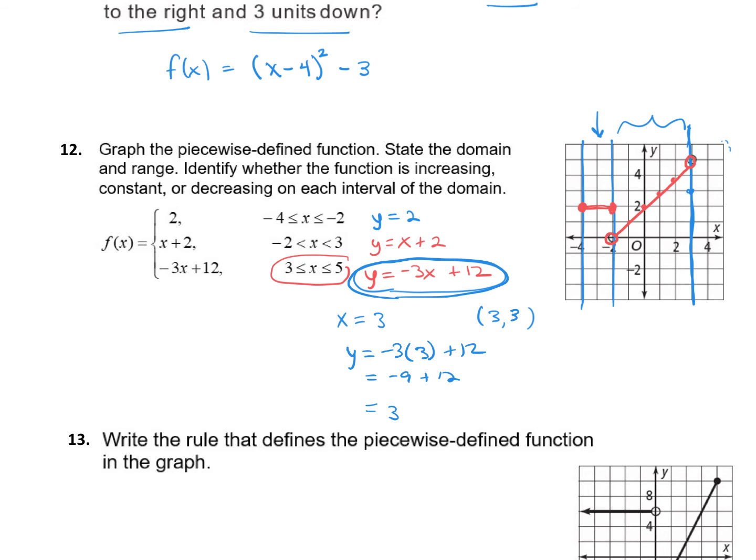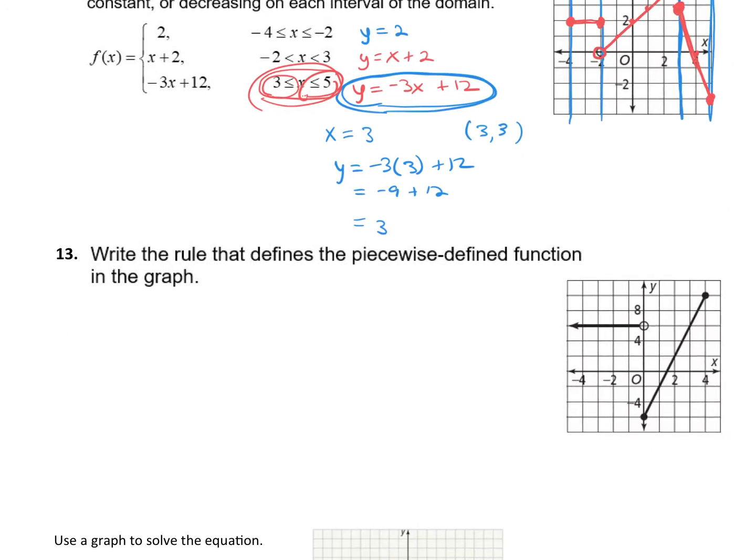I thought I already drew this line, and here's this vertical line, 3 to 5. So now we have a slope of negative 3. So from that point, I'm going to go down 3 to the right 1, down 3 to the right 1. Here's our line in this interval from 3 to 5, and I can see 3 is less than or equal to, so that's going to be a closed circle to start the line. X is less than or equal to 5, so closed circle to close that line.